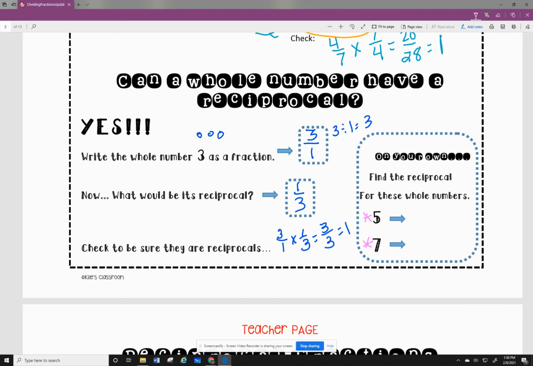All right, so let's see what we got here. 5 becomes a fraction, 5 over 1. And in order to find the reciprocal, I'm going to simply flip the fraction, 1/5. 1 times 5 is 5. 1 times 5 is 5. 5 over 5 has the same value as 1. 7, we're going to turn 7 into a fraction and then flip the fraction. The reciprocal of 7 is 1/7. And here's the reciprocal for 5.